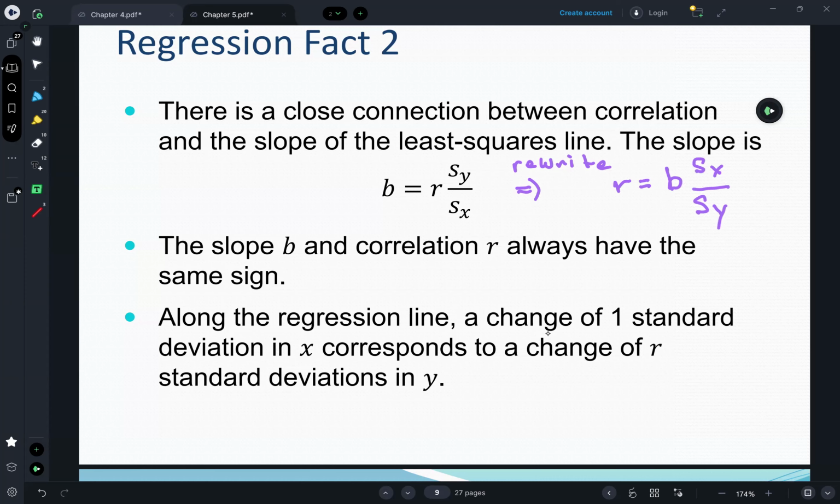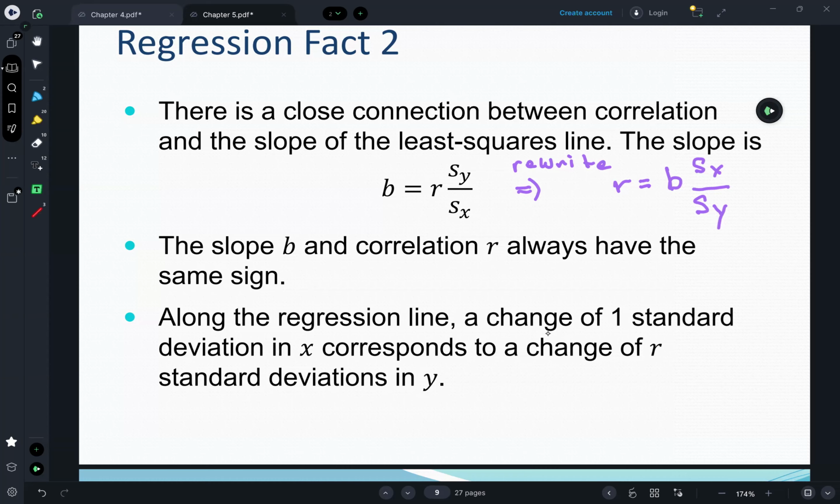And then the correlation can be rewritten. I'm rewriting it using algebra. I'm just bringing the r to the left and the slope to the right, and then the standard deviation of y will be in the denominator instead of the numerator.